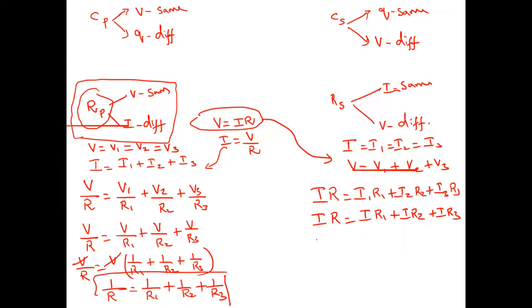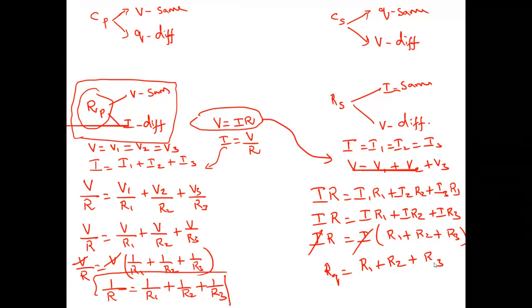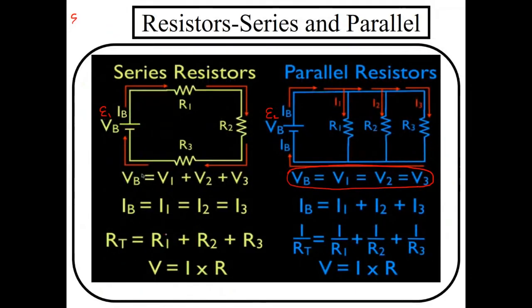If I take I outside, IR is equal to I multiplied by R1 plus R2 plus R3. Now I can cancel I here. So what is remaining? My equivalent resistance is equal to R1 plus R2 plus R3. Clear? So that information is given here. So this is the formula.